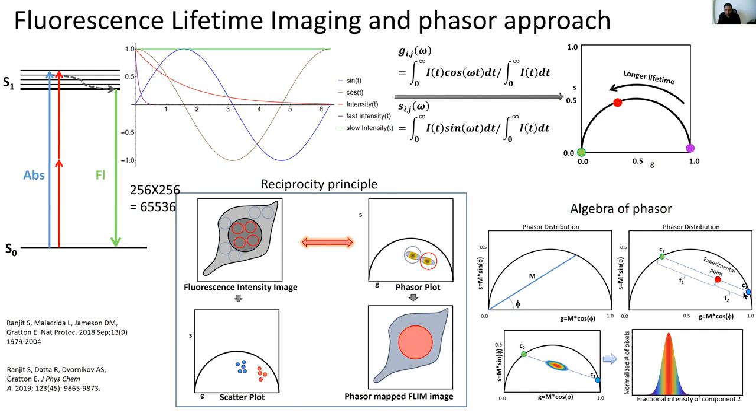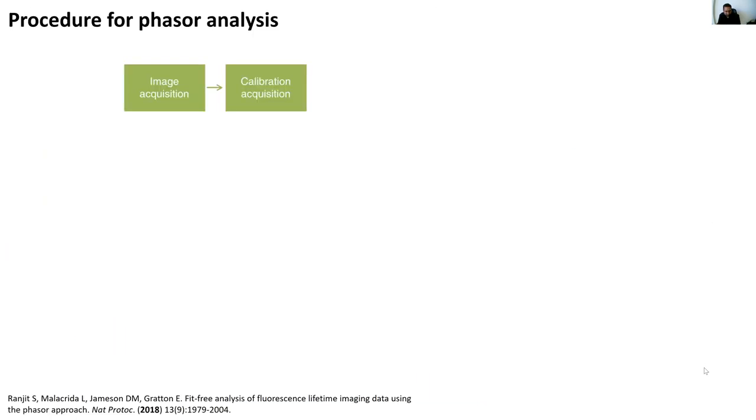So if you have two components, and if you have a point in the image which has both of these components present, the fraction of each of these components will determine where it will be, and it will always be in the line that is joining the two. Now, based on that, you can actually calculate the fraction. So if you have something which is distributed like this, we can actually change it to a fractional intensity plot, and we will look at that.